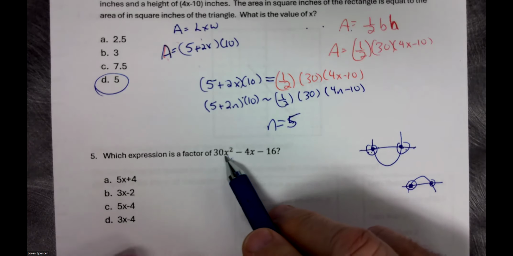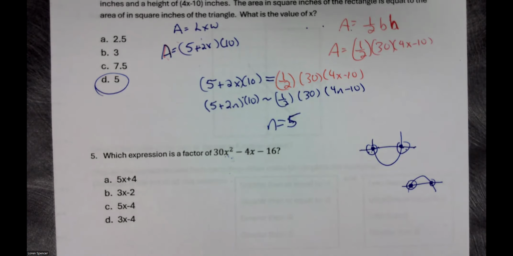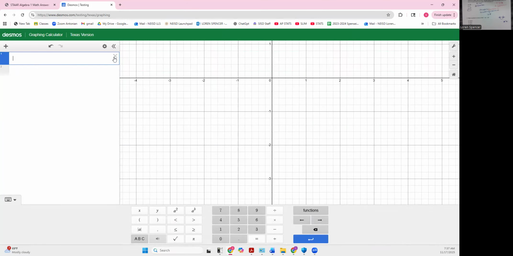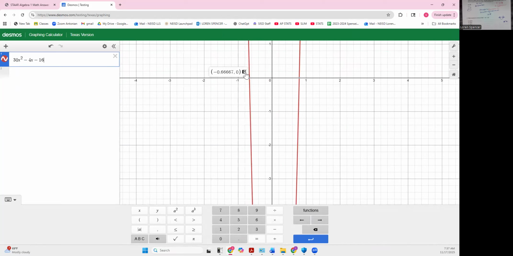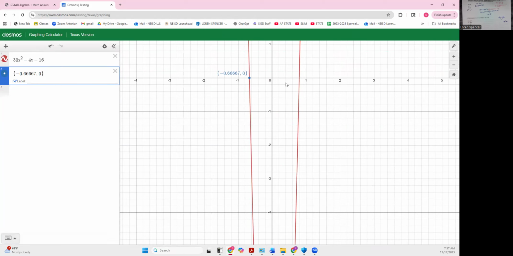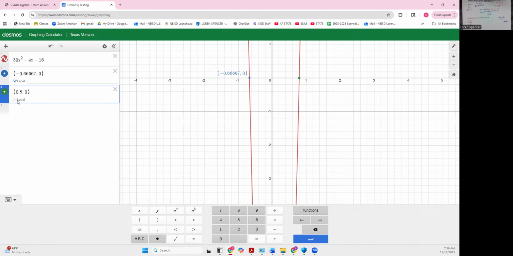So one of these will cross the x-axis at one of those points. So we're looking for the factors. What we're going to do is plug this into Desmos, and then plug in each answer choice in Desmos and see what happens. Should be able to find our answer pretty easily. This is a problem you've got to get right. So clearing this out, we have 30x squared minus 4x minus 16. So there's my graph. Now I need to find one that hits here, and I'm going to label that. It needs to hit here, or it's there. So it's got to hit either the blue spot or the green spot.